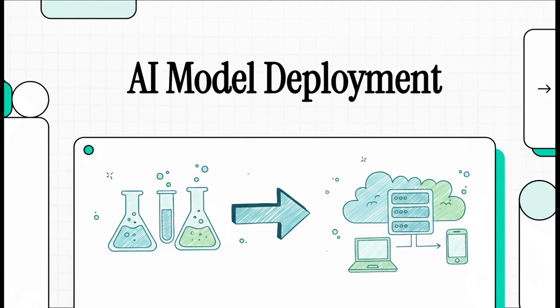So, you've done it. You've built this amazing AI model and it works perfectly in the lab. But here's the thing. Getting it out of the lab and into the real world, that is one of the biggest challenges in AI today. We're going to break down that whole journey from a controlled experiment to a live production reality.